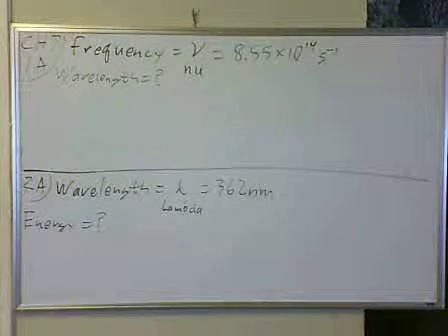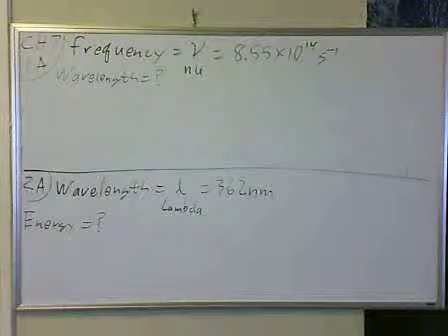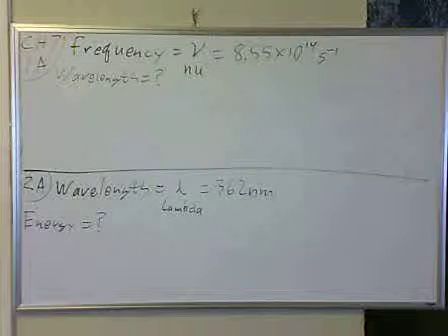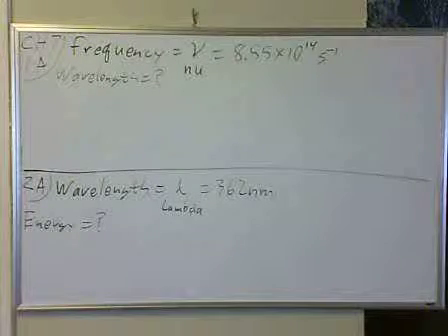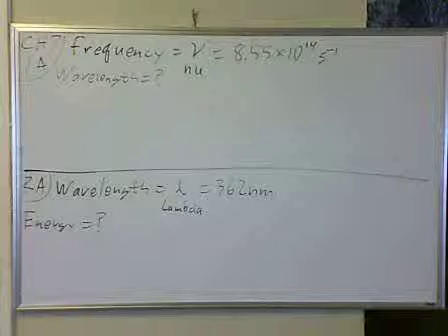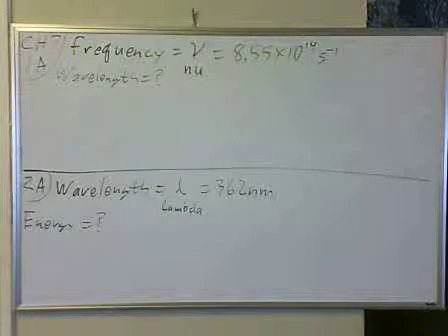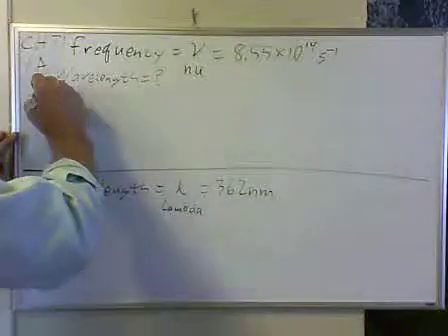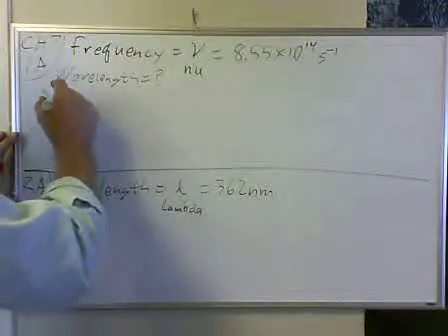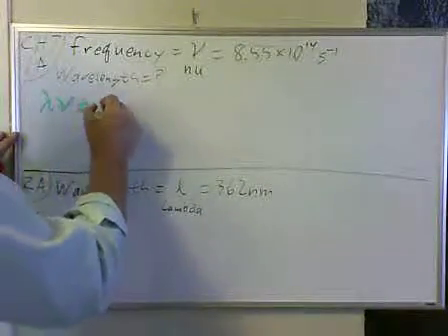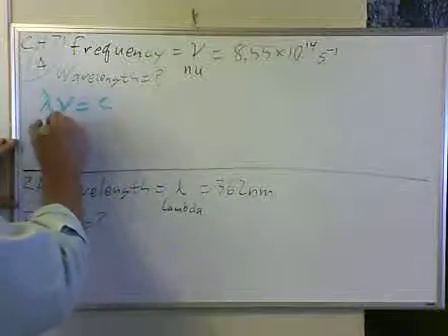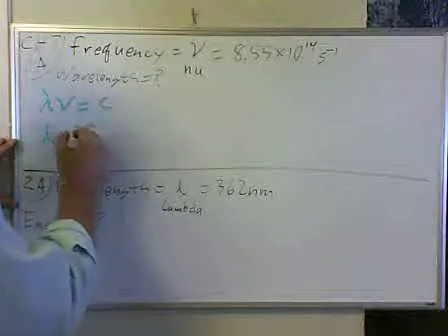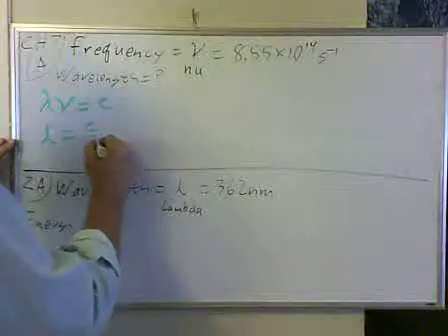If we have the frequency of light of 8.55 times 10 to the 14 inverse seconds, or hertz, what is the wavelength of light? Well, wavelength times frequency is equal to the speed of light. So wavelength is going to be speed of light divided by frequency.